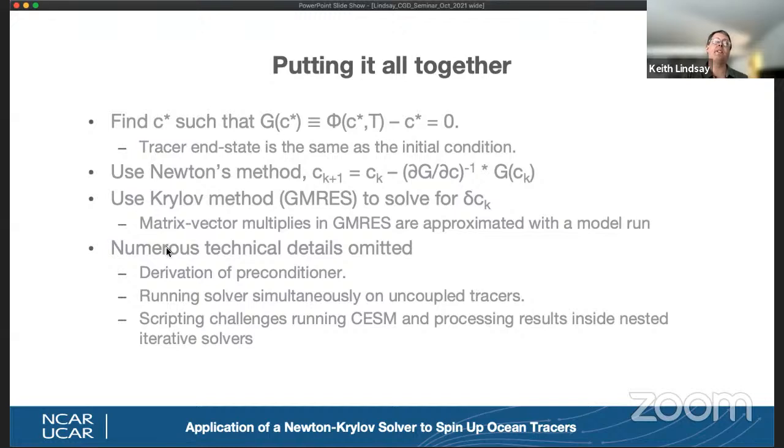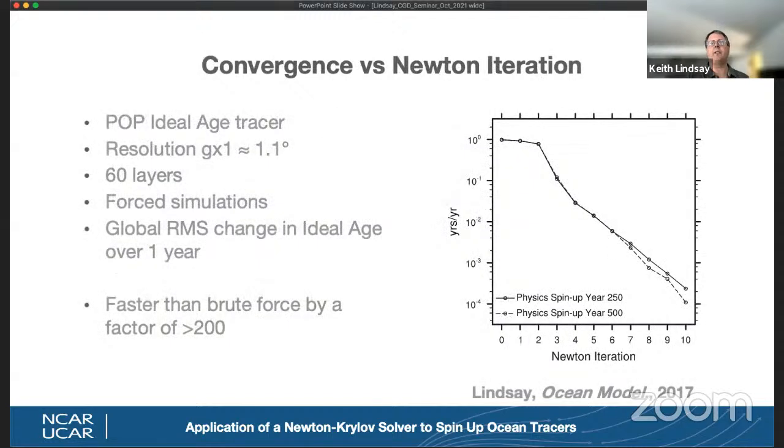And I'm omitting a bunch of technical details here: the derivation of the preconditioner, some optimizations that you can get from running the solver simultaneously on uncoupled tracers, if you want to spin up radiocarbon and age simultaneously, for instance, and the scripting challenges. But we were able to overcome that with earlier versions of CESM and get some decent results.